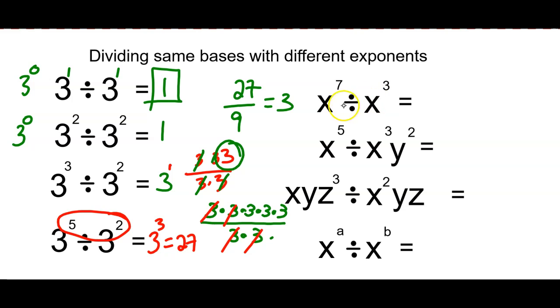Go ahead and try out this one. What do you think x to the 7th divided by x to the 3rd is? For this one, since they're the same bases, we're going to subtract the exponents. So we get x to the 4th.